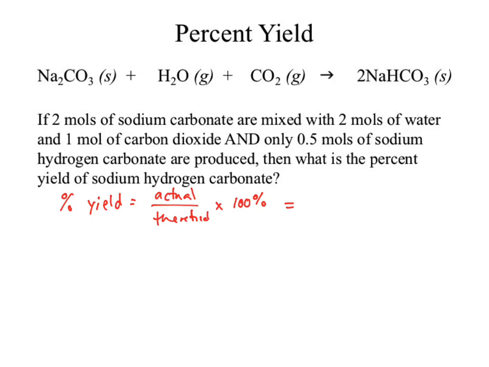Typically, you're given the actual in a lecture class. Why would we give that to you in a lecture class? We can't do the experiment. You can't do the experiment. Okay? 0.5 moles of sodium hydrogen carbonate. What do you need to do? Calculate the theoretical. You need to calculate the theoretical.